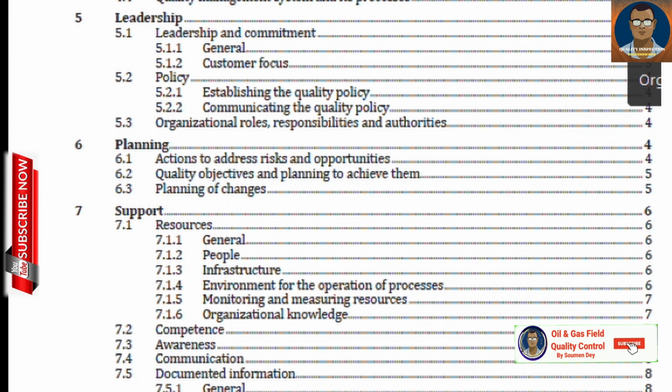So clause 7 is support. Support discusses the infrastructure. Here you can discuss the logistics, the manpower, equipment, whatever, the knowledge base, and training. Without knowledge, the employees cannot perform any activities successfully. Monitoring and measuring resources, let's say quality tools. All these types of things will be discussed in the support section. You can see competence, awareness, communications, and documented information are part of this clause 7.